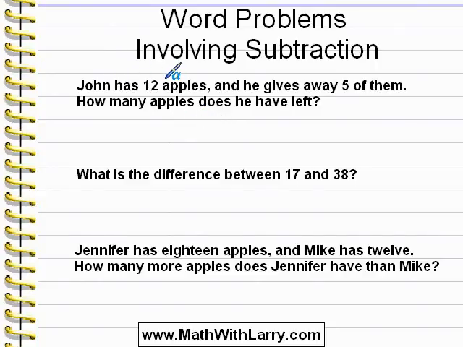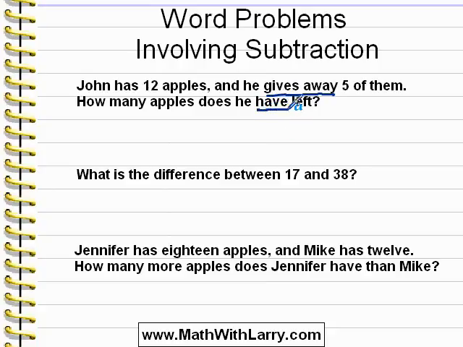John has 12 apples and he gives away 5 of them. How many apples does he have left? Well, I see two key phrases that can possibly help us. Gives away usually implies subtraction because we're starting with a certain number of items and then some of them are going away. They're being subtracted.